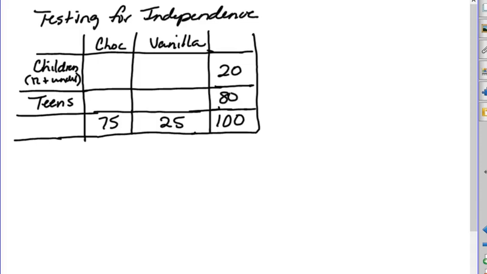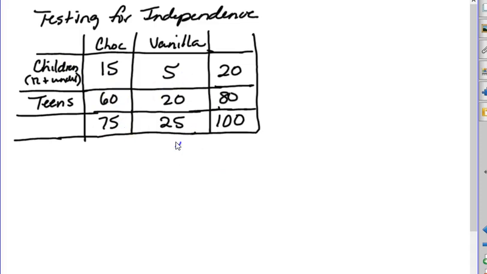Now, if flavor of ice cream preferred is independent of age, what would we expect the numbers in the middle cells to be? 75% like chocolate. So if there is no relationship between age and flavor, we would expect 75% of the teenagers to like chocolate, or 60 out of the 80, and 20 to like vanilla. And we would expect 75% of the children, or 15 of the 20, to like chocolate, and 5 to not. Notice how that adds up nicely: 15 and 60 is 75, 5 and 20 is 25.